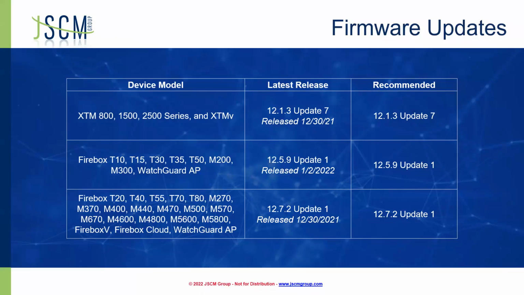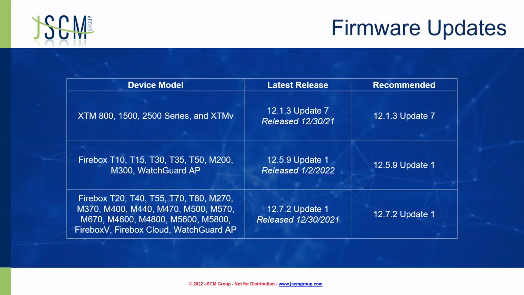For our Firebox smaller T-Series devices and some of our older M-Series, so our T10s, T15s, M200s, M300s, etc., the new release for this is 12.5.9 Update 1, released at the very beginning of this year. That is the recommended release that we are going with. If you are on 12.5.9, Update 1 is purely bug fixes for that version. I never hesitate to go to an update. I always jump on it as soon as it is available. So if you are on one of those models, I recommend 12.5.9 Update 1.